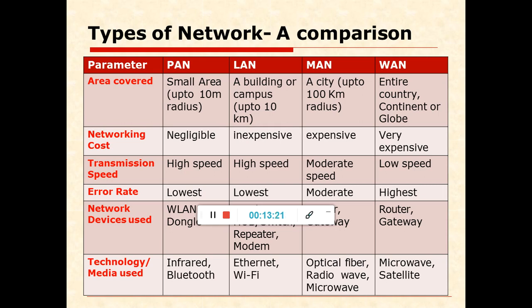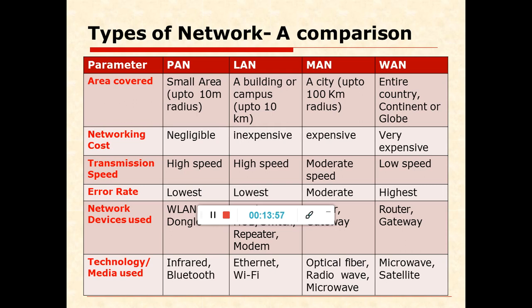But MAN cost is very expensive because the coverage area is so high. So we need wireless transmission, and wireless transmission needs satellite communication and radio waves. That's why the MAN cost is so expensive. And the last one is WAN. It is very expensive because this network will be used within a country or continent. That's why the cost is very expensive, because microwaves and satellites are needed for providing WAN.